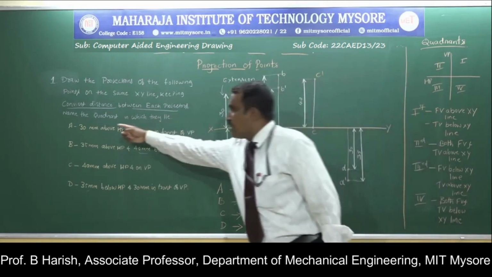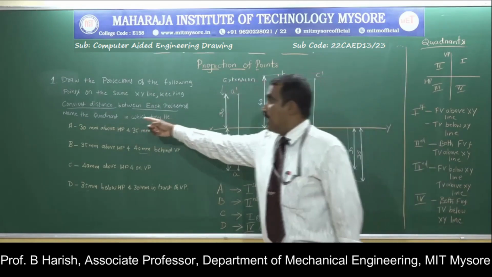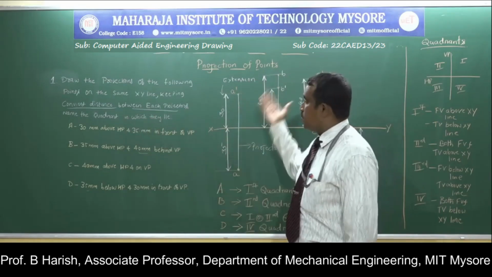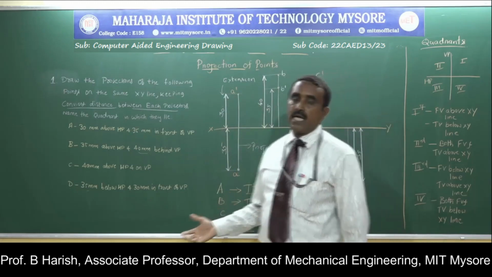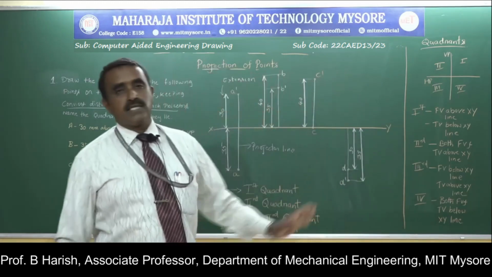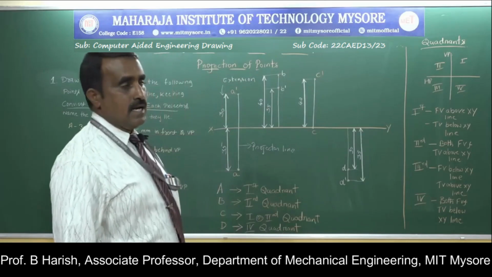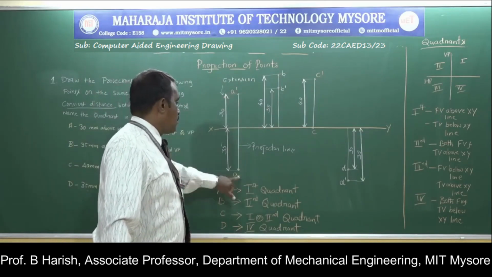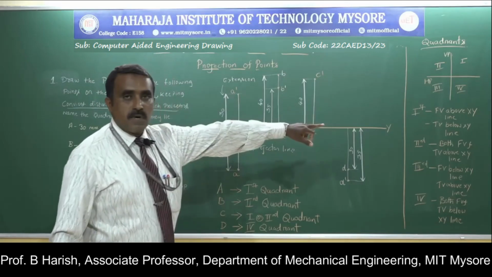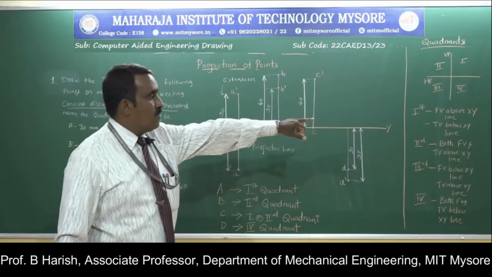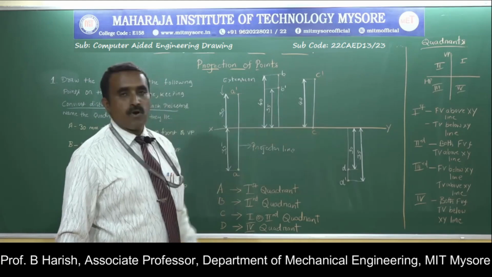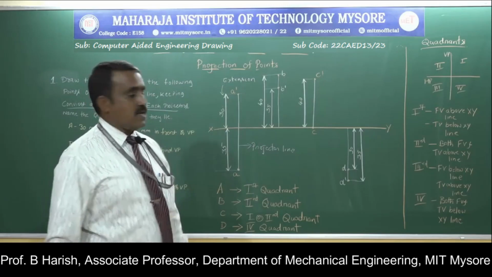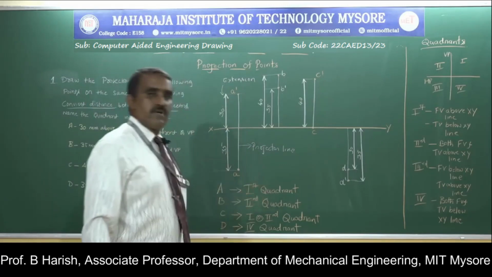Now one more thing that is left out is to name the quadrants in which they lie. Once you draw the projections, the second part is that you have to name the quadrants. So 4 points are there, A, B, C and D. Look at the point A. The front view is above and the top view is below the XY line. As per the convention, front view above XY line and top view below XY line means point A is in the first quadrant.